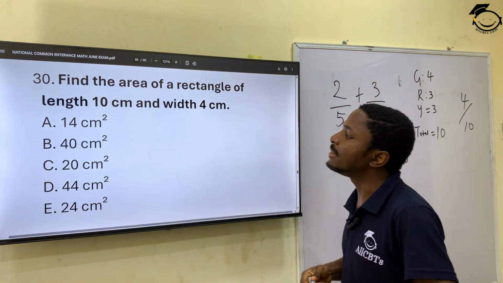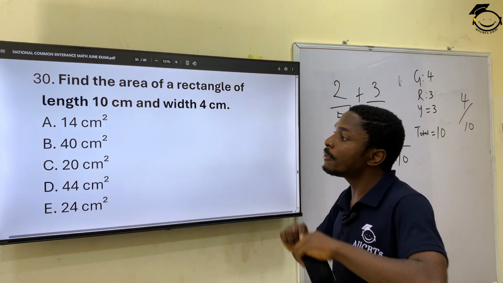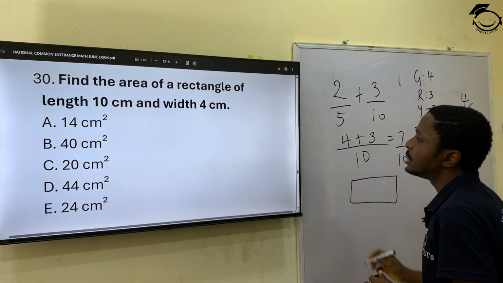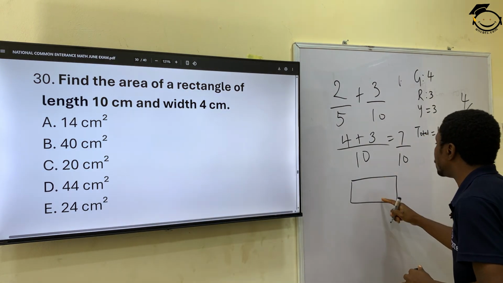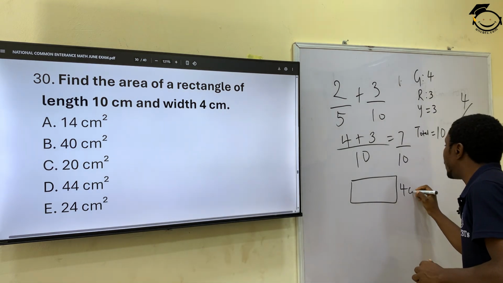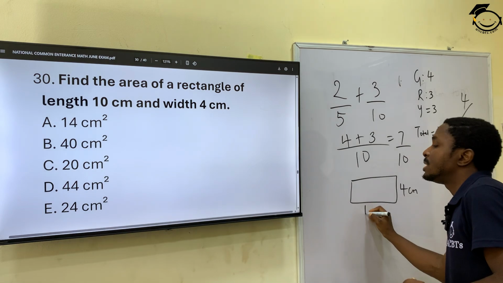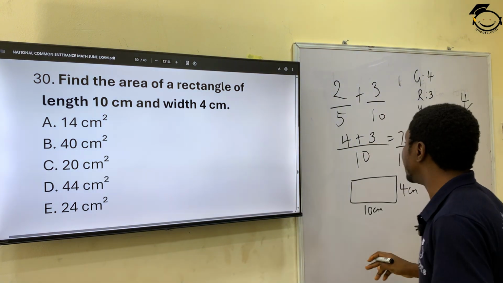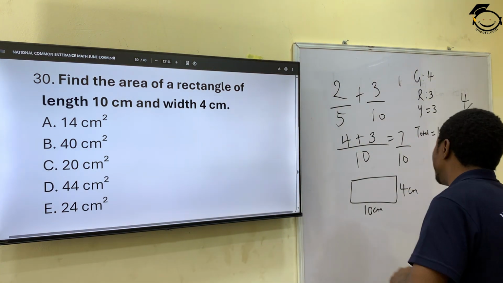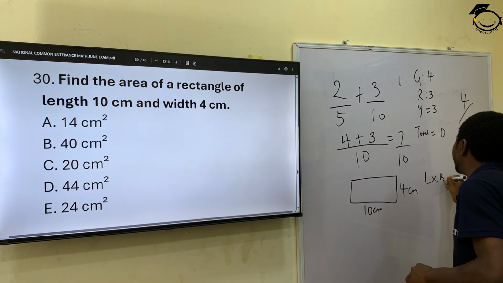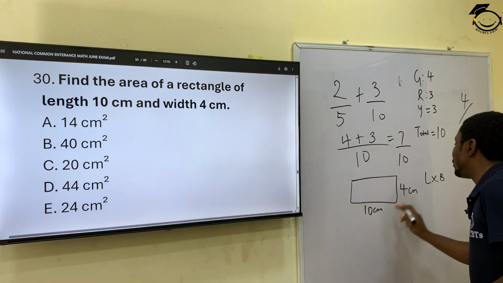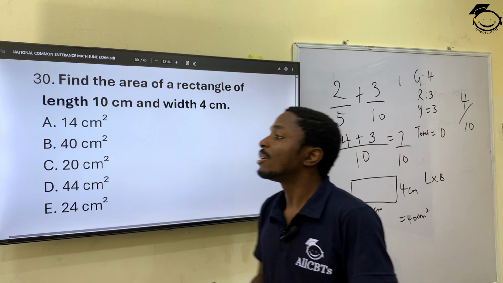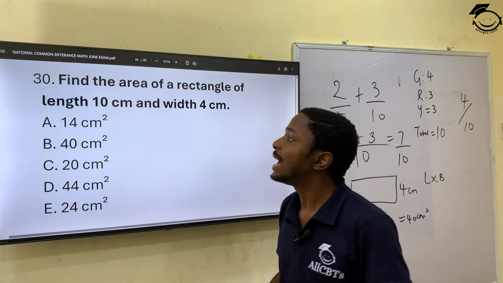30. Find the area of a rectangle of length 10 cm and width 4 cm. What's the area of a rectangle again? Okay, this is your typical rectangle. The width is what? That's from here to here, 4 cm. And the length from here to here is what? 10 cm. What's the area of a rectangle? Definitely you know that. Length times breadth, or length times width. That will be 10 times 4, which is what? 40 centimeter square. Correct. So option B is the correct answer.